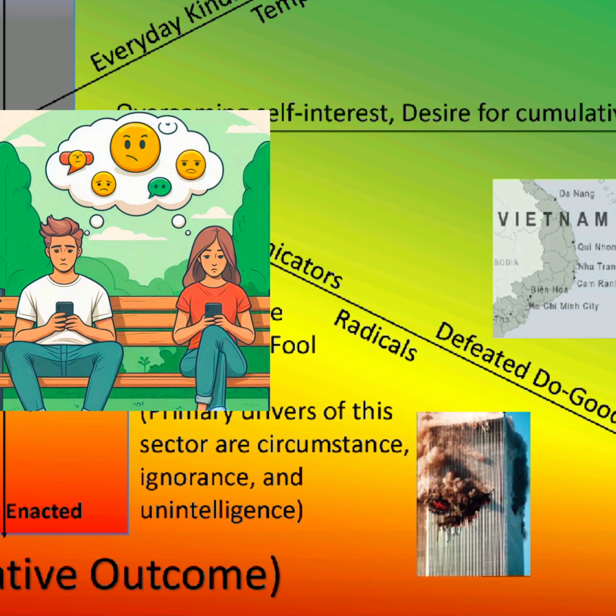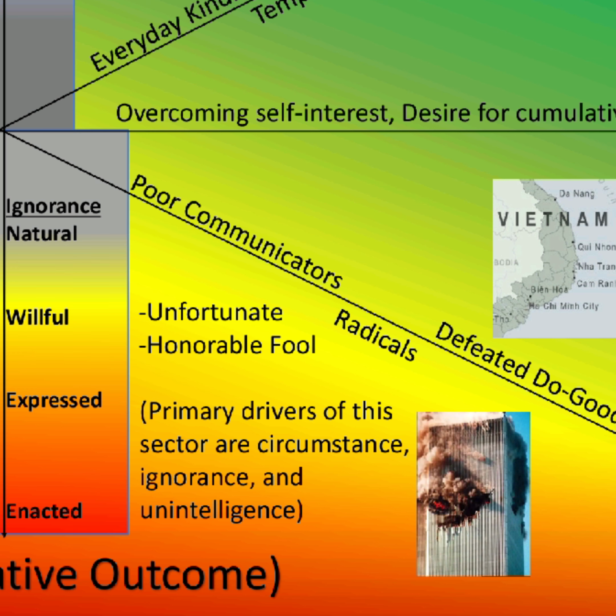Generally, I think issues of poor communication typically result in more easily resolved problems than damage caused by radicalized individuals. I placed radicals between poor communicators and defeated do-gooders because radicalized people often have a mix of admirable and evil reasons for acting on their ignorance, so they're rarely completely innocent. On the bottom end of the sector, we have defeated do-gooders, which would represent people who are doing their best to protect and improve society but ultimately fail to overcome the odds against them.